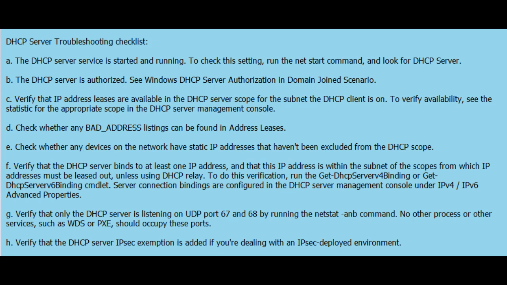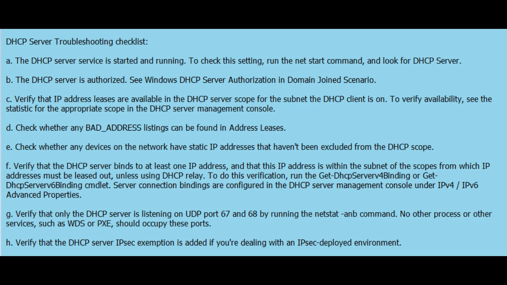F. Verify that the DHCP server binds to at least one IP address and that this IP address is within the subnet of the scopes from which IP addresses must be leased out, unless using DHCP relay. To do this verification, run the Get-DhcpServerv4Binding or Get-DhcpServerv6Binding cmdlet. Server connection bindings are configured in the DHCP server management console under IPv4 or IPv6 advanced properties. G.